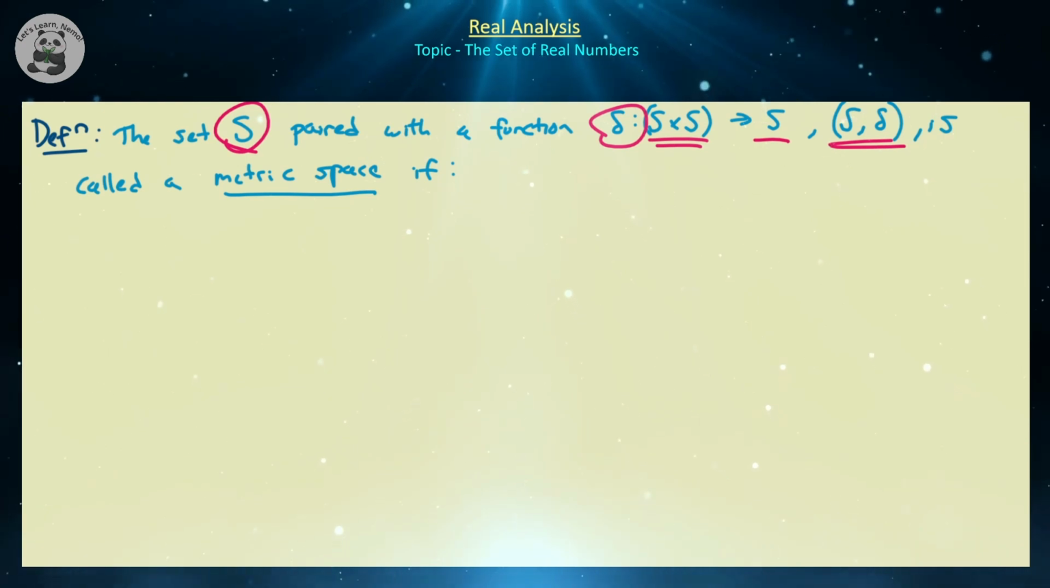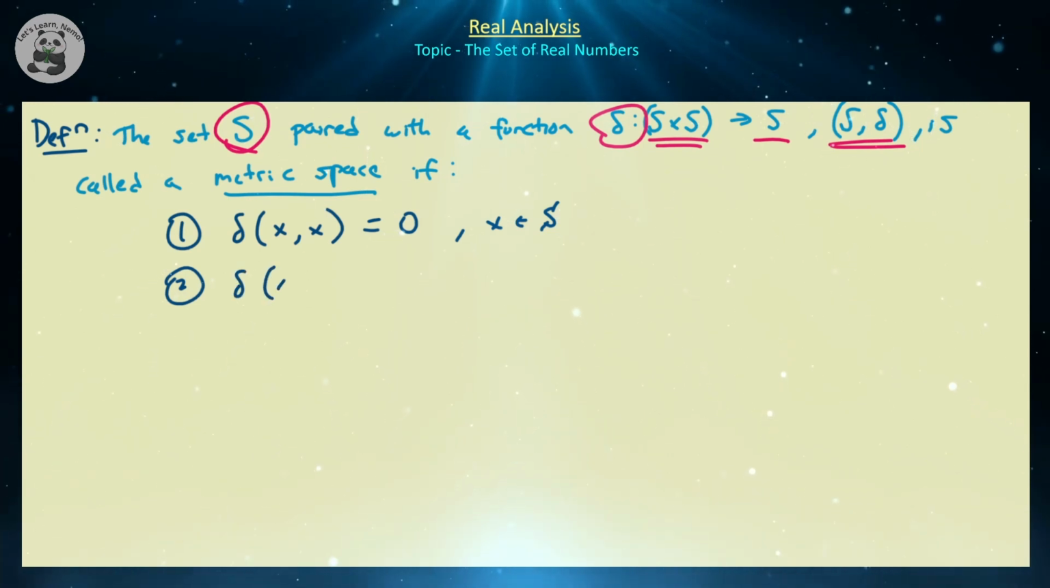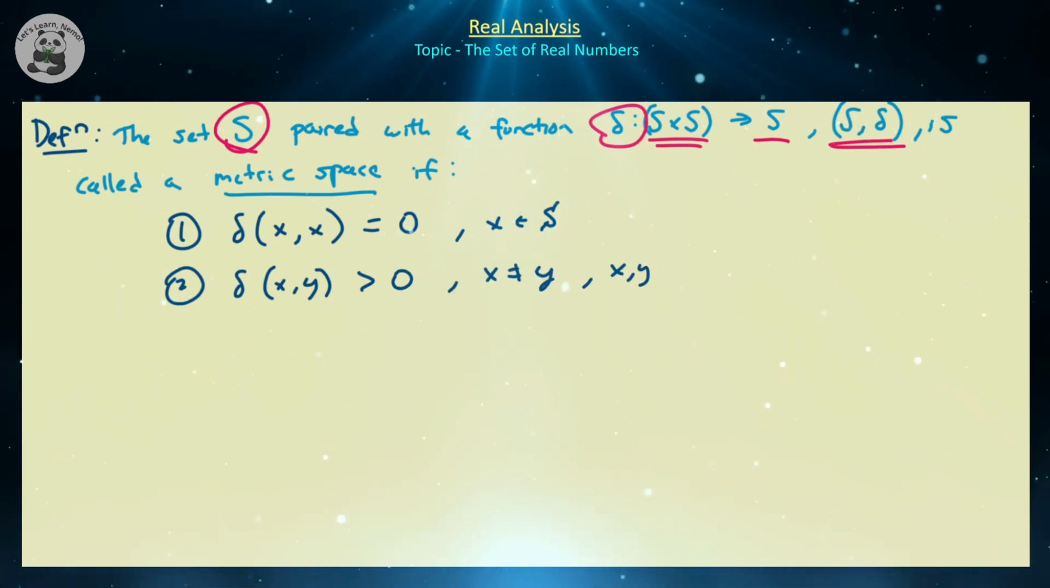And sometimes it's useful to think of this function as, say, a distance function. So the first property of a metric, that's what this delta is called, is that the distance or the metric of that point with itself is going to be equal to 0. And here x is going to be belonging to S. So the distance from a point to itself is 0. And the distance from a point to another point is always non-negative. Here, x not equal to y, and x, y both belonging to your set S.